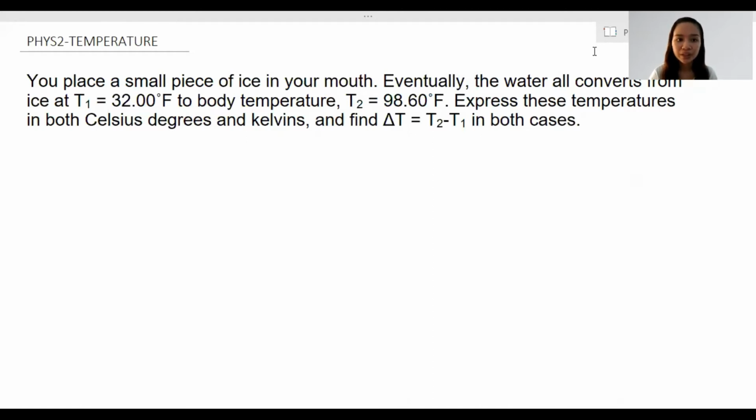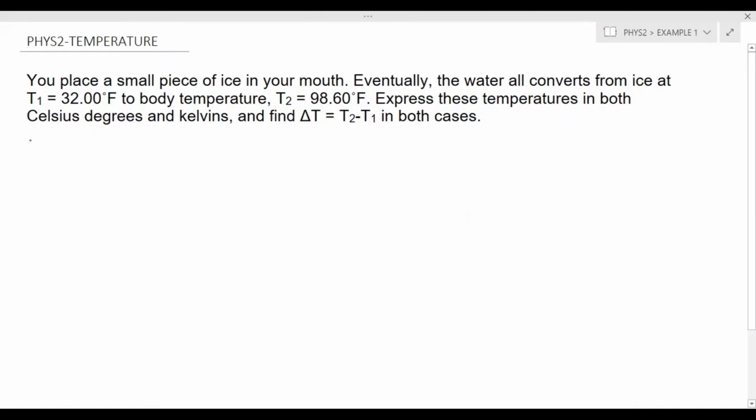The first one we have here: you place a small piece of ice in your mouth. Eventually, the water all converts from ice at T1 equal to 32 degrees Fahrenheit to body temperature T2, which is equal to 98.6 degrees Fahrenheit. Now express these temperatures in both Celsius degrees and Kelvins and find the delta T, which is equal to T2 minus T1 in both cases.